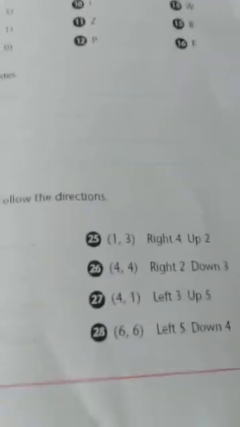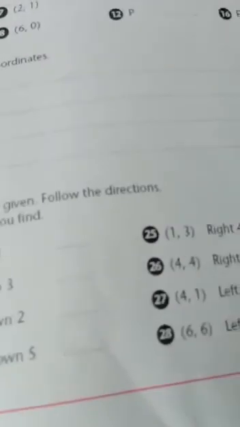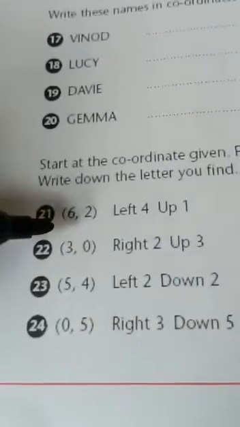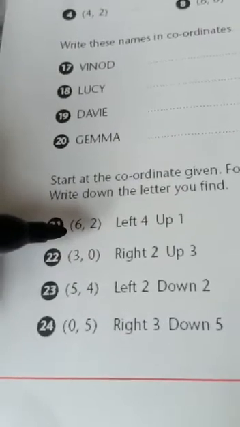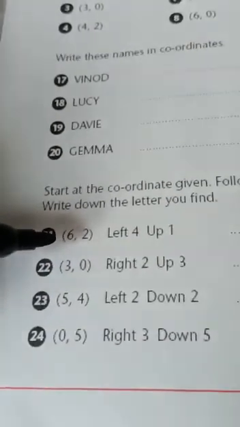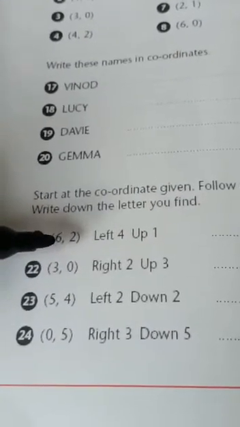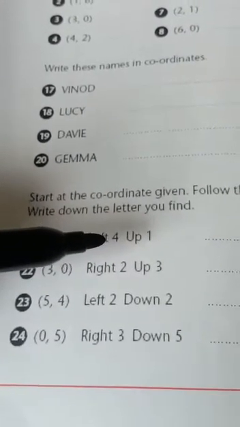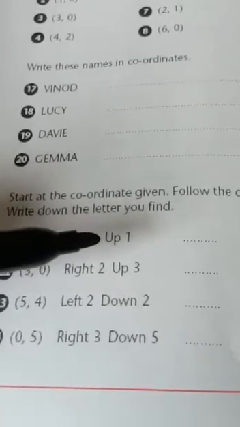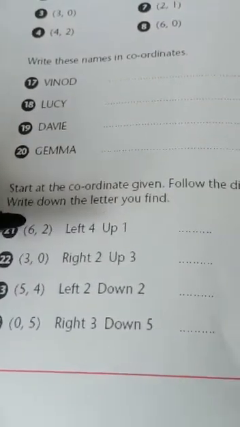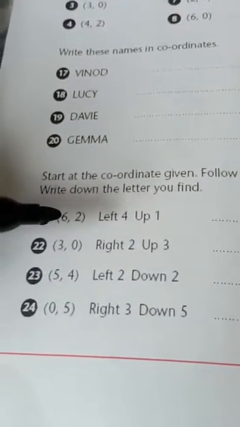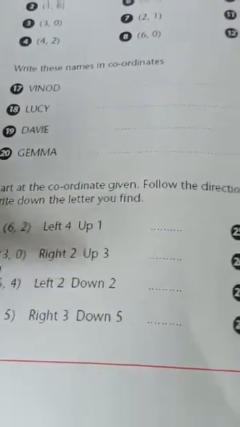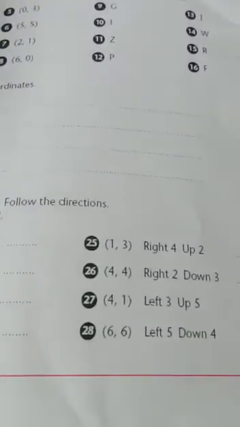And then you can give the letters, start at the coordinate given and follow the directions. Write down the letter you find. For these, it's like work that we're going to do tomorrow, which is on translations. So if you start at 6, 2, and you go left 4 squares and then up 1 square, which letter do you land on? So something for you to follow. It's a bit more challenging. See how well you can get there.